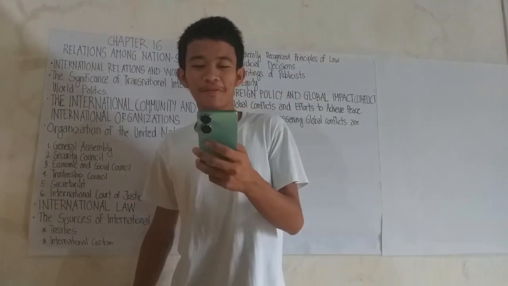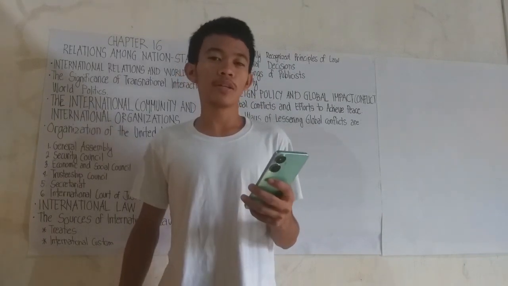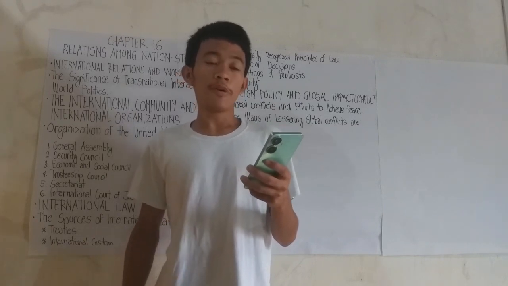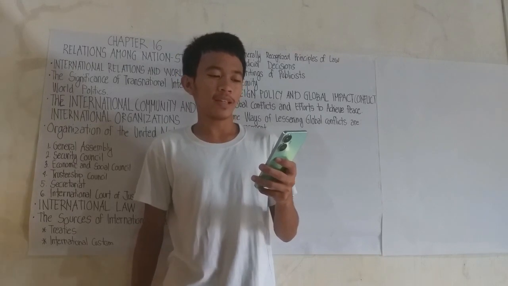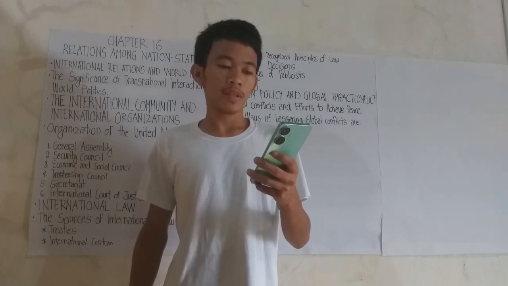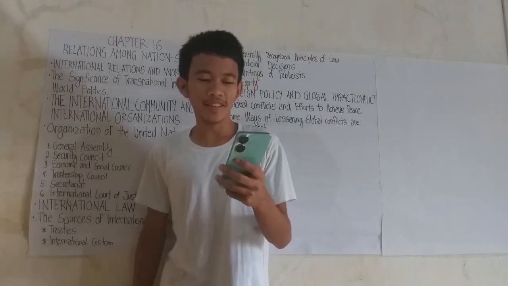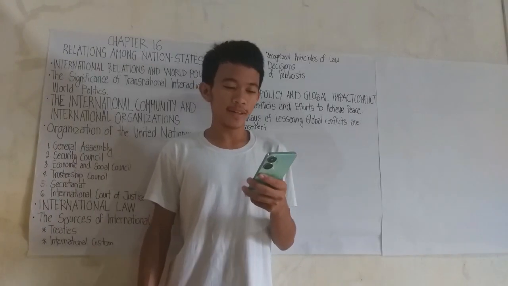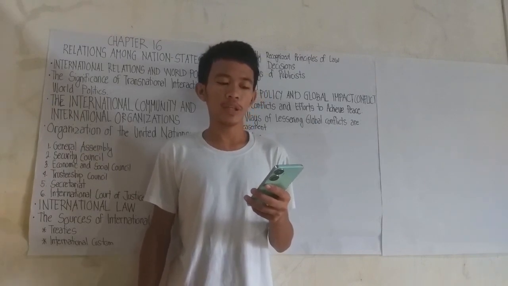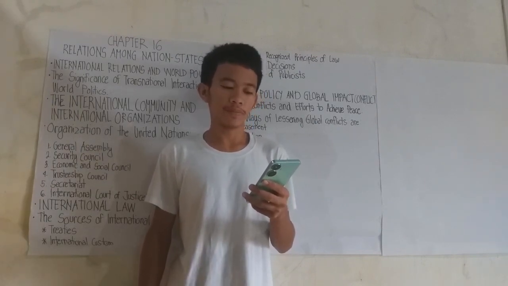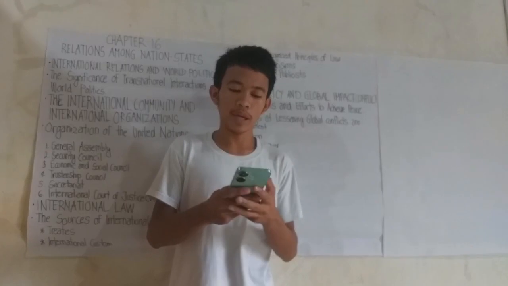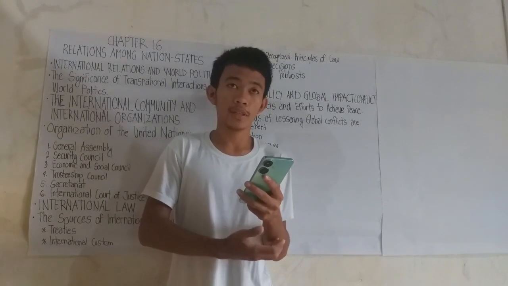The International Court of Justice, also known as the World Court, is the principal judicial organ of the United Nations. It is located in The Hague, Netherlands, and its primary function is to settle legal disputes between states and provide advisory opinions on legal questions referred to it by authorized UN organs and specialized agencies.